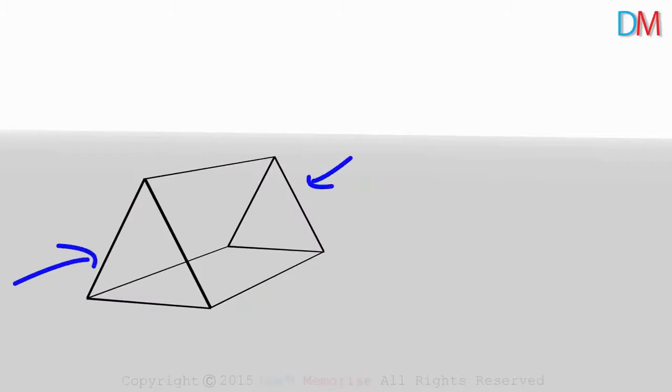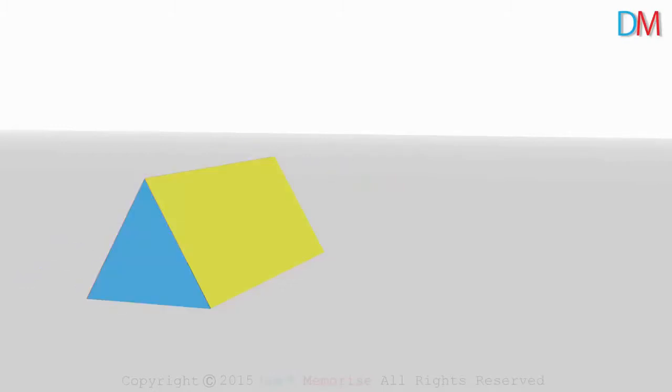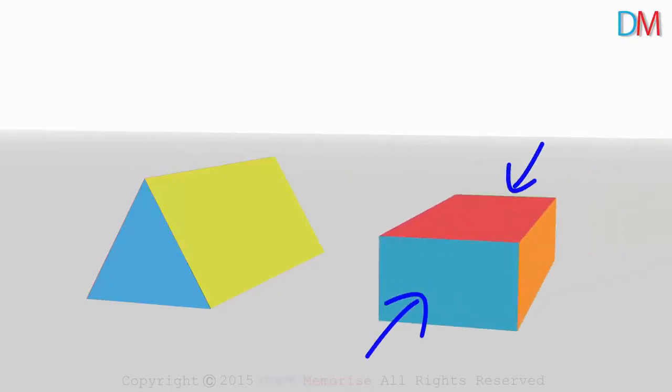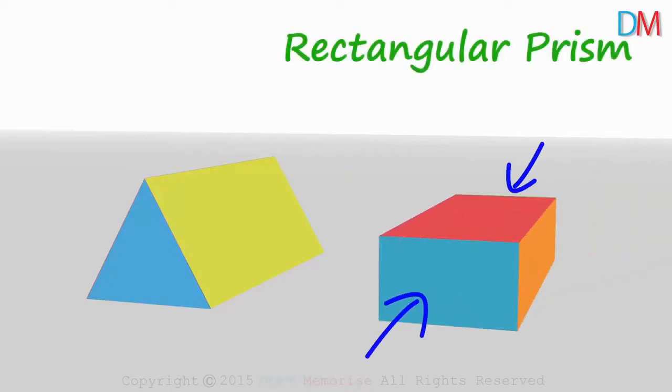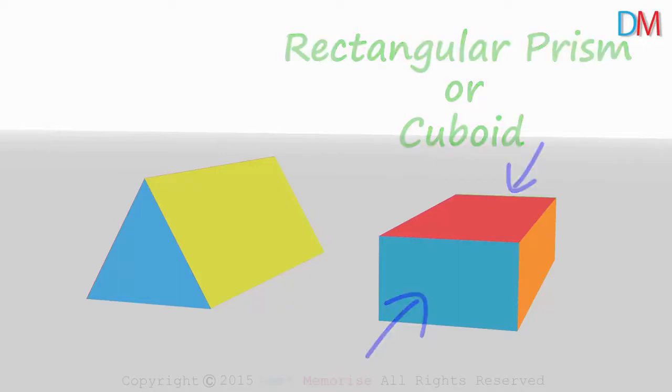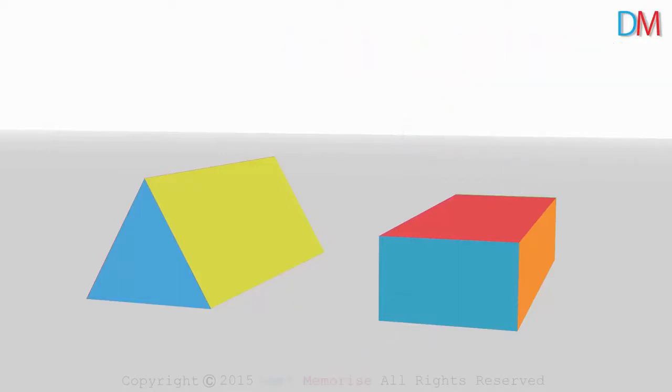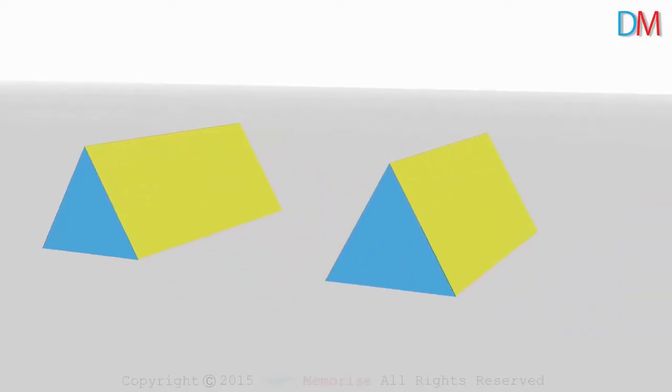This is the figure of a triangular prism. It's a triangular prism because the two bases are triangles and the other faces are rectangular. If there were two rectangles as the bases, it would have been called a rectangular prism or a cuboid. Now let's try to draw the net of a triangular prism. Let's take its duplicate and dissect it.